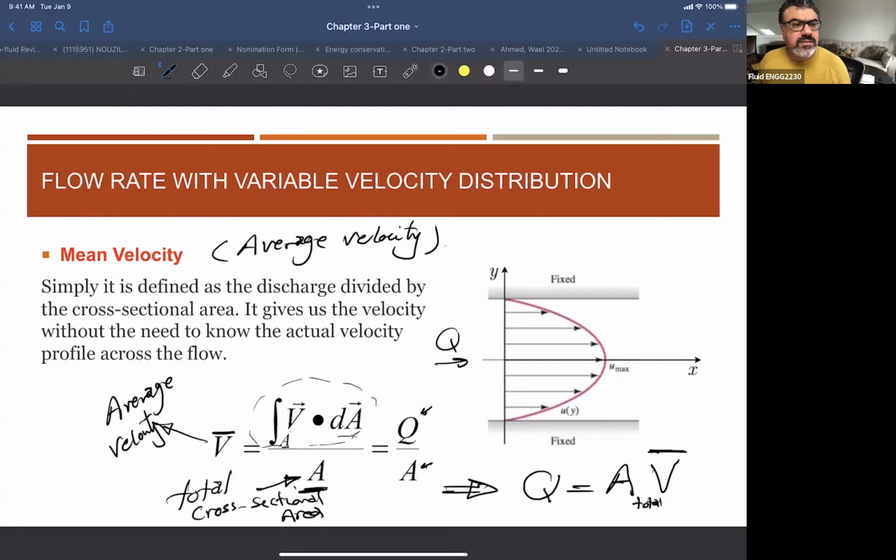So basically, in this case, if we have a total area and I have an average velocity, I can find the total flow rate: the average velocity times the total cross-sectional area.